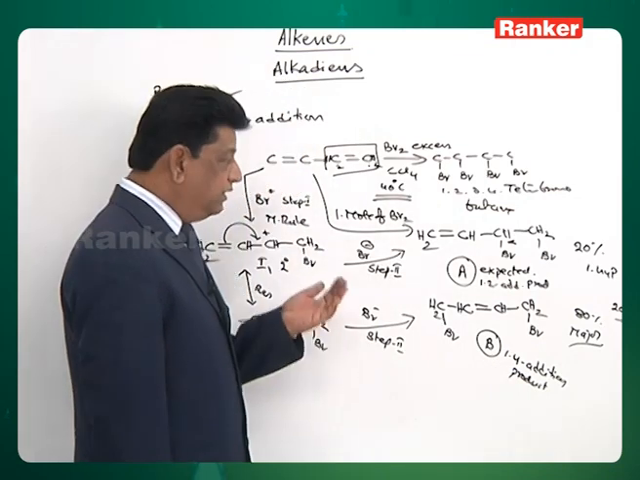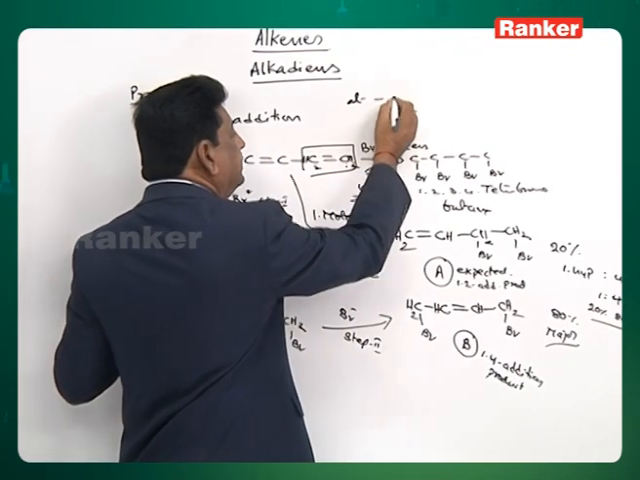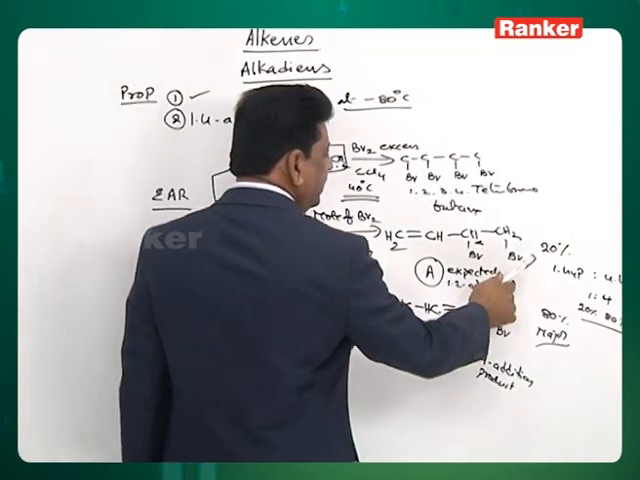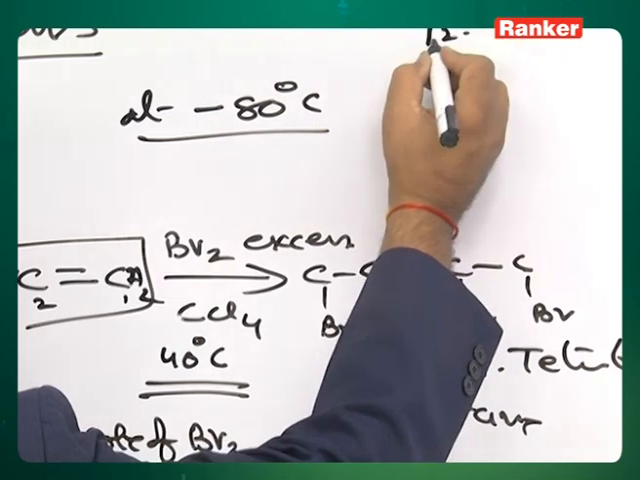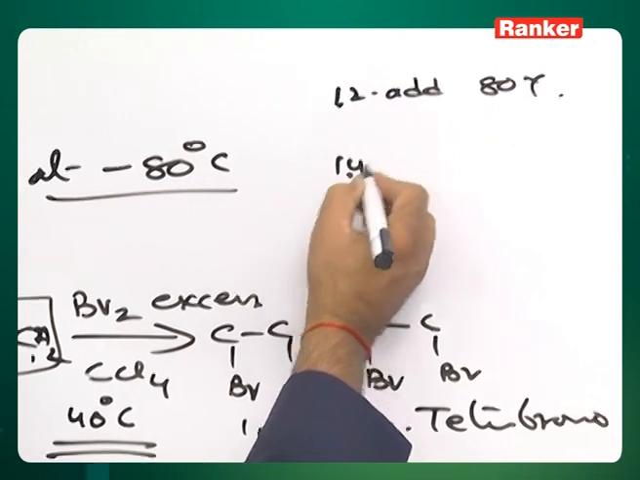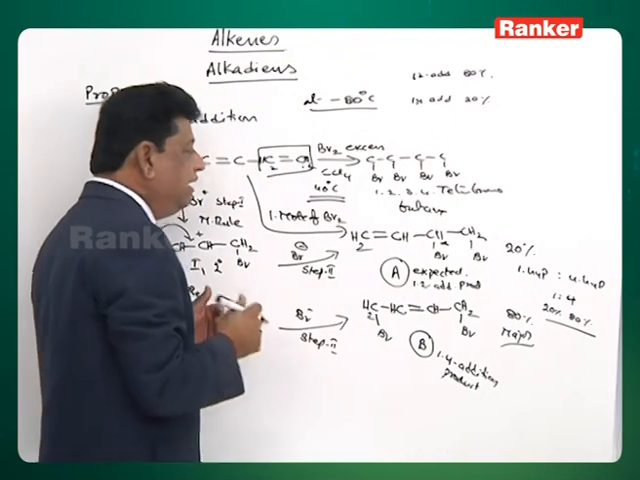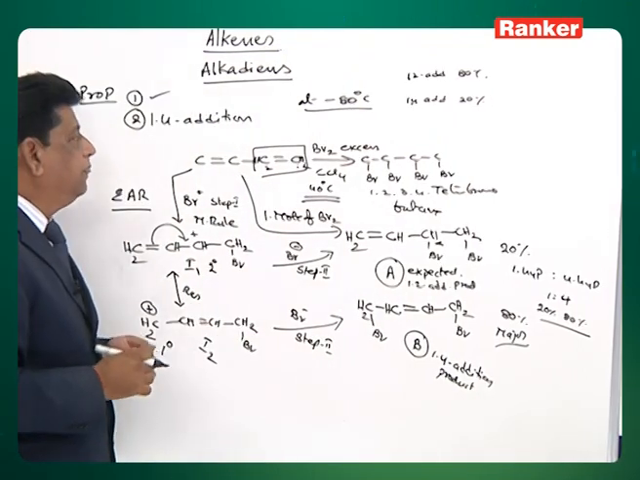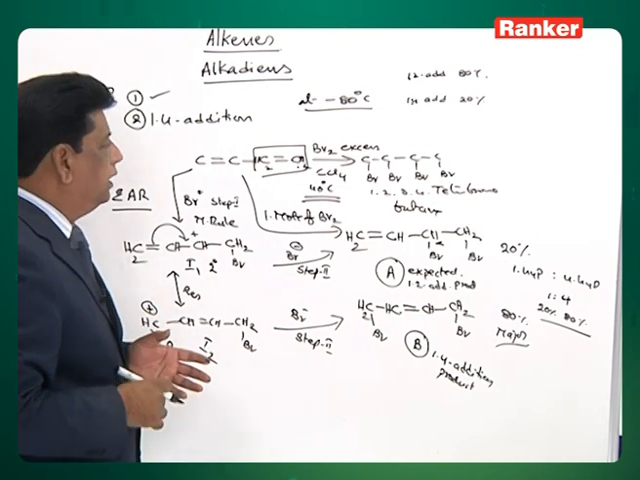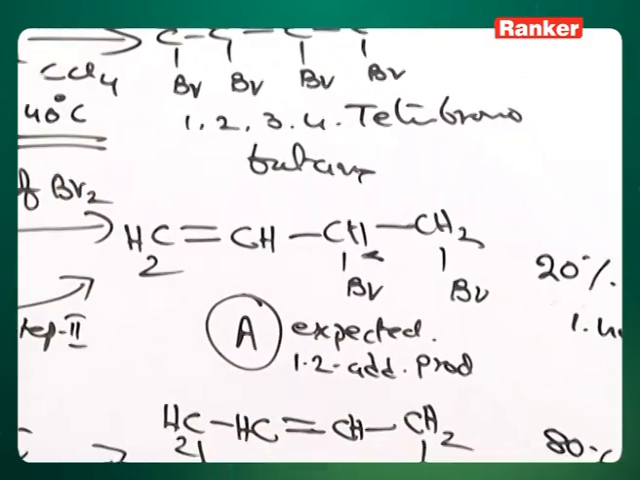Out of curiosity, they decreased it further, down to minus 80 degrees centigrade. At minus 80 degrees centigrade, this 1,2 addition product is noticed as 80% and the 1,4 addition product is noticed as 20%. Not only major and minor, but exactly reverse percentages were observed at minus 80 degrees, which means very cold condition. The 20% product has become 80, the 80% has become 20. That means 1,2 addition has become major.